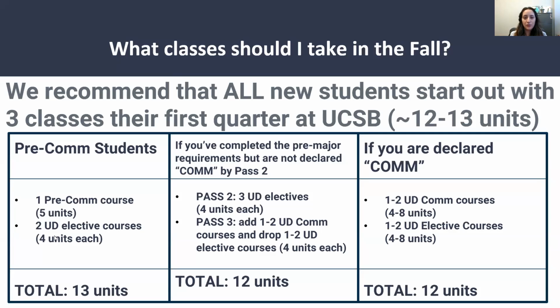And lastly, if you already completed the pre-comm major, like I said at SBCC, for example, and you're already processed into the upper division major, so that means when you go into the registration tab in GOLD and you see it says comm, C-O-M-M, then you will be eligible to register for upper division comm classes when your registration opens. So I would recommend enrolling in 1 to 2 comm classes for a total of 4 or 8 units, and then also 1 to 2 elective courses. So again, a total of 12 units for your first quarter.